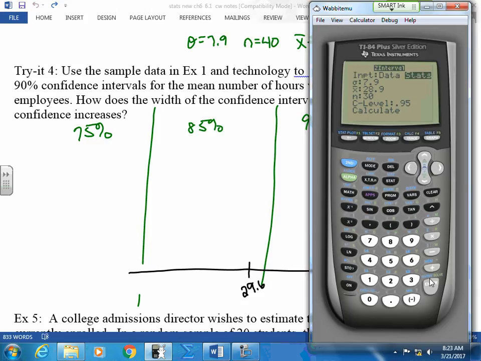So again, I'm going to input my data. My standard deviation 7.9, my mean 29.6. Do this with me, guys. The more times you do this, the more comfortable you will get. 40. At a 75%, make sure you use your decimal. 0.75. I'll do 75 by hand with you too, with an inverse norm. But let's do it this way. So calculate. I'm going to round it to 1 decimal.